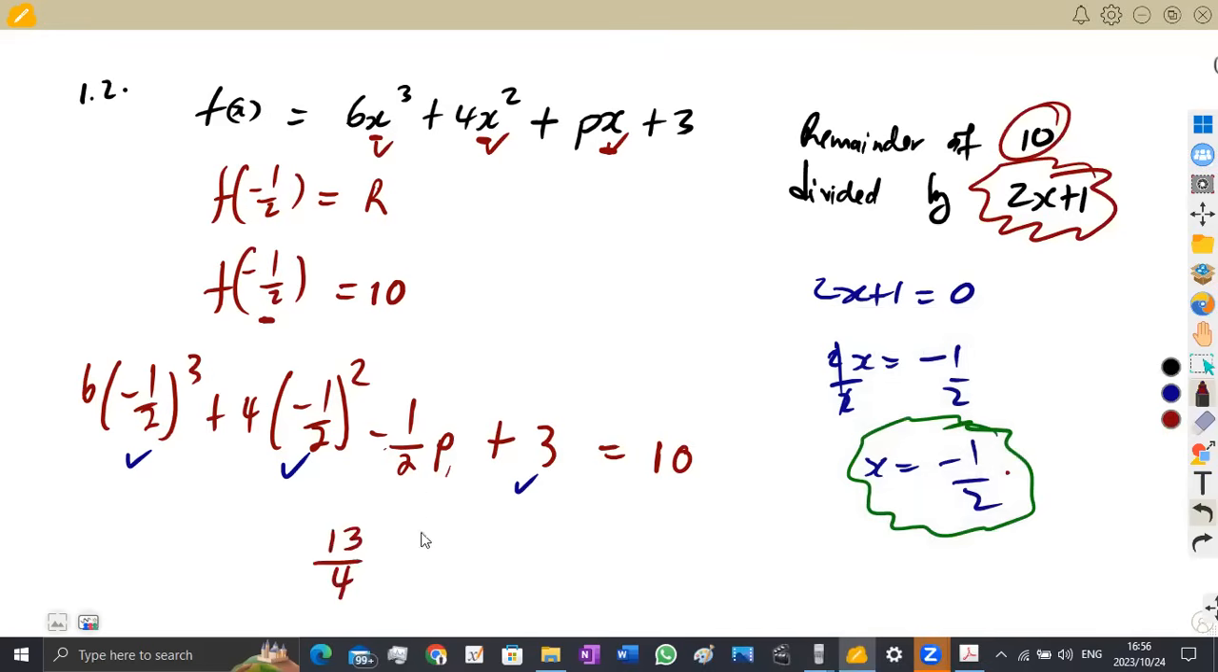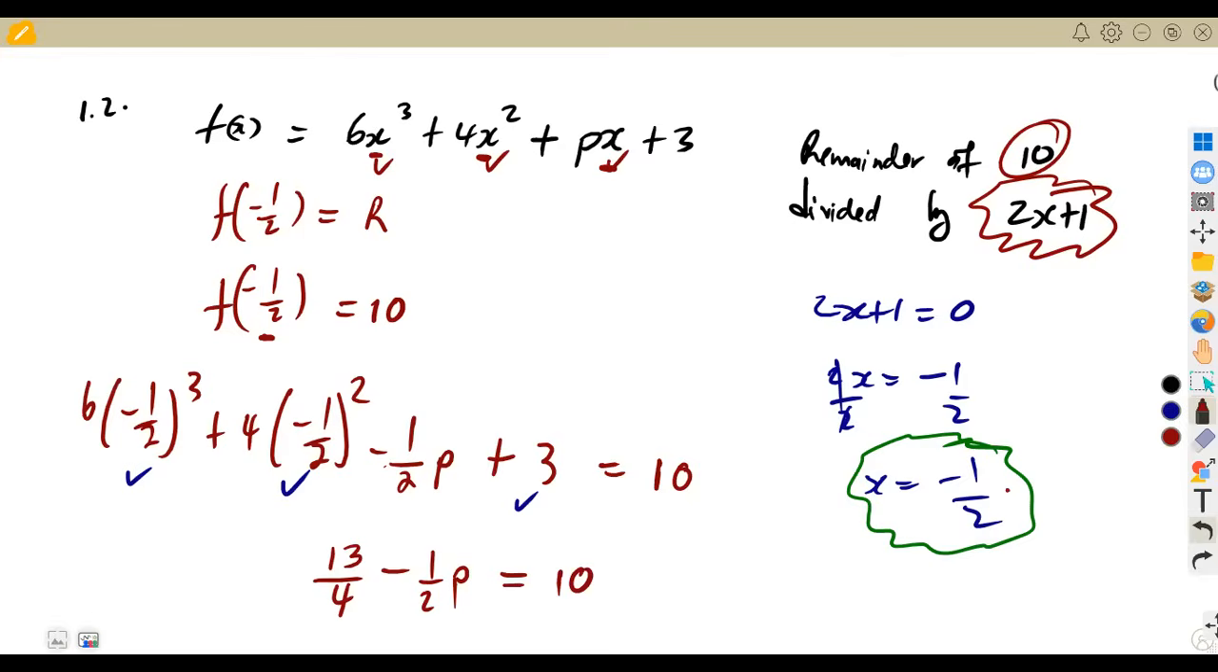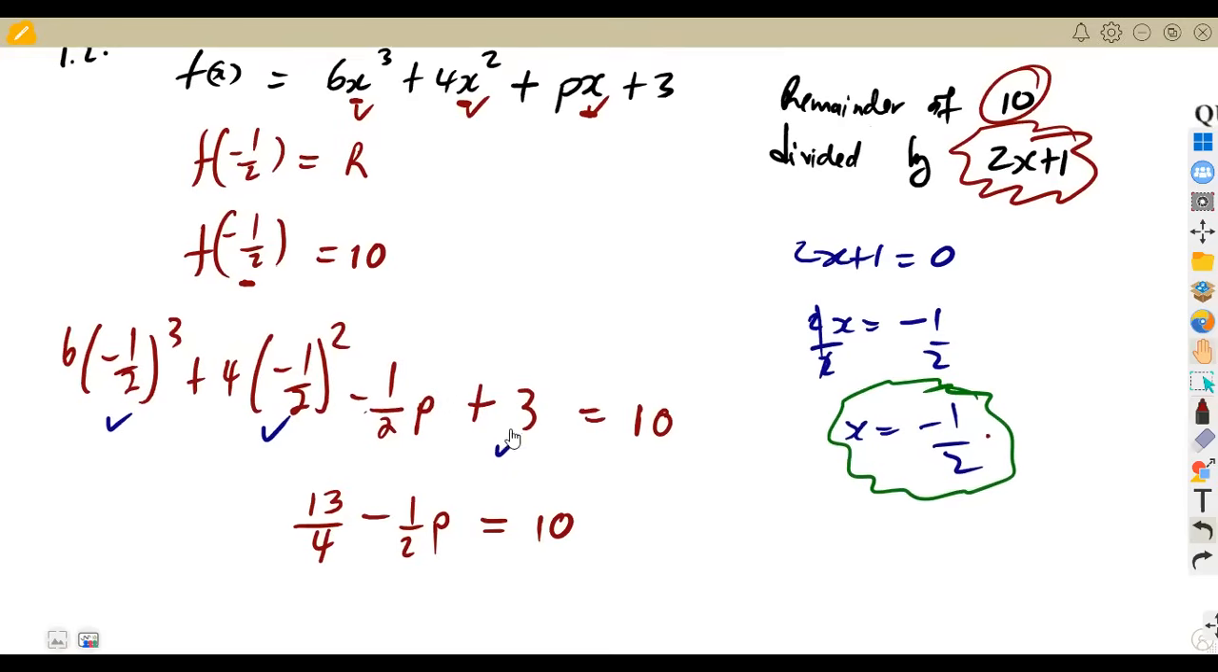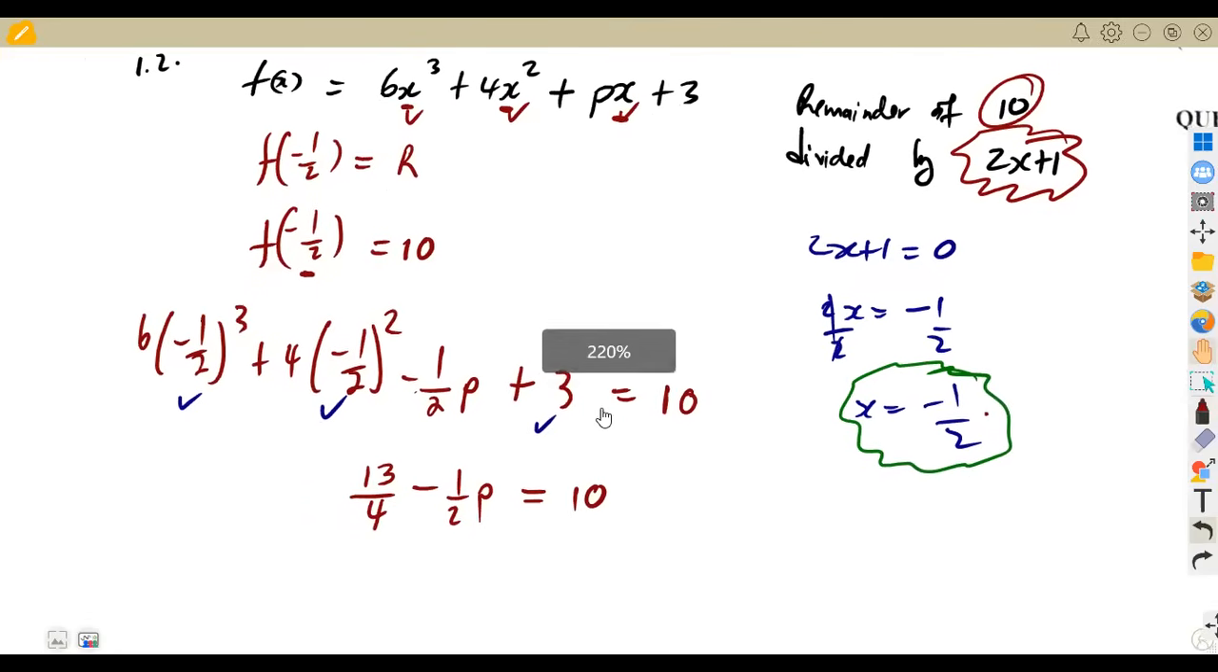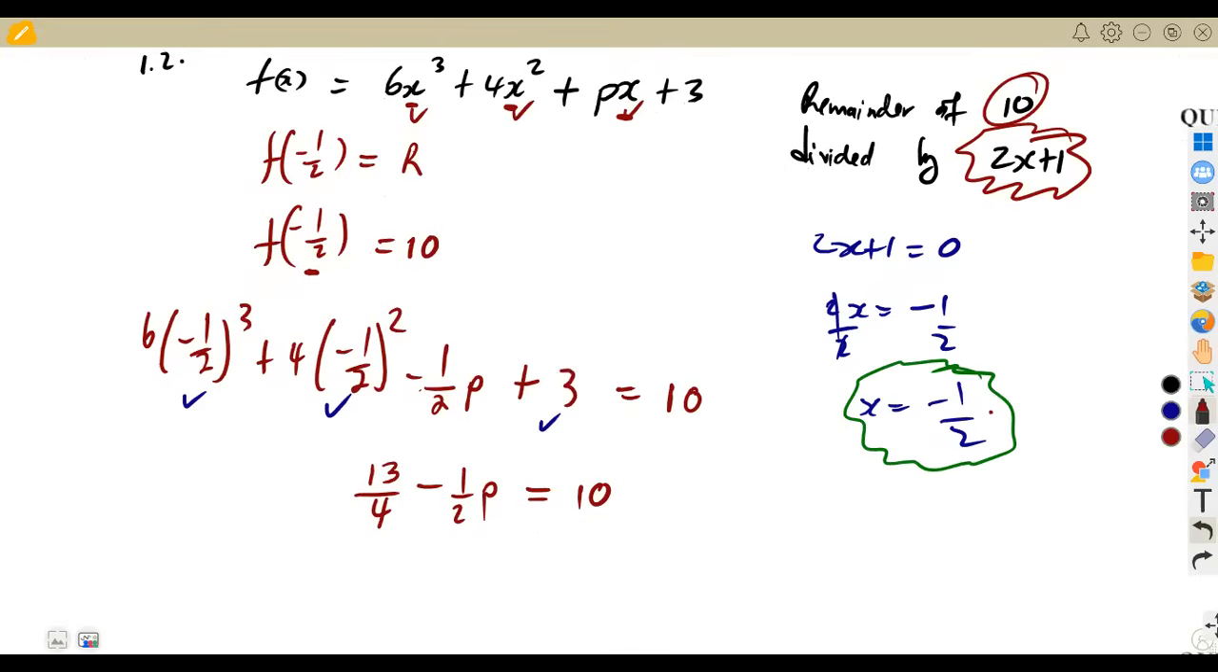But remember, there is a -half p that we did not include when simplifying these numbers. So there is -half p that we have. And this must be equal to 10. All right, so that's it. We can solve for p in this case. You can transpose the 13 over 4 to the other side of the equation so that it becomes a negative. So -half p is equal to, remember this was a positive, so on the other side it will be a negative.